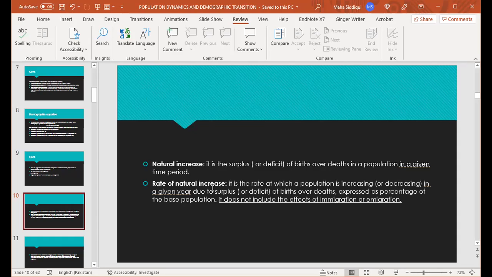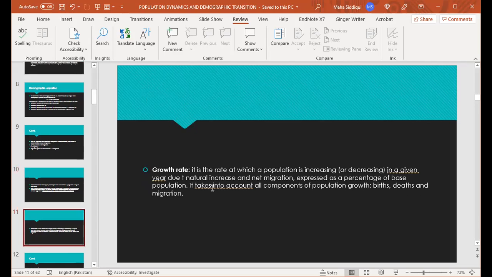It is the surplus or deficit of births over deaths in a population in a given time period. Rate of natural increase: it is the rate at which a population is increasing or decreasing in a given year due to surplus or deficit of births over deaths, expressed as a percentage of the base population. And the thing to remember is that it does not include the effects of immigration or emigration.